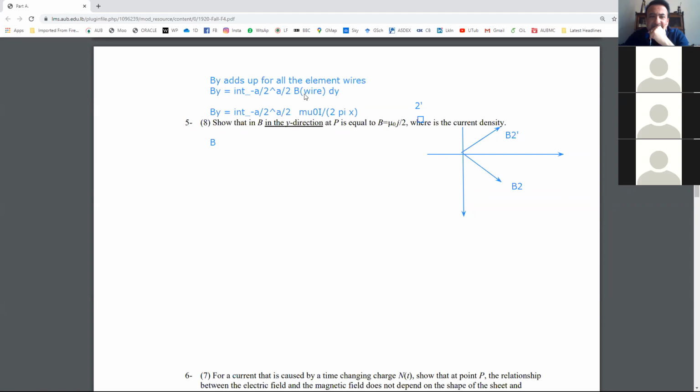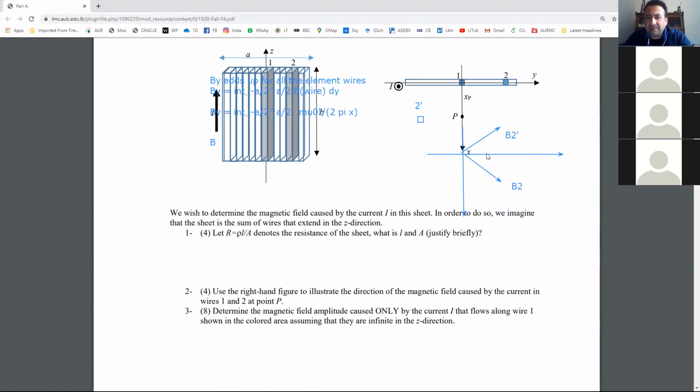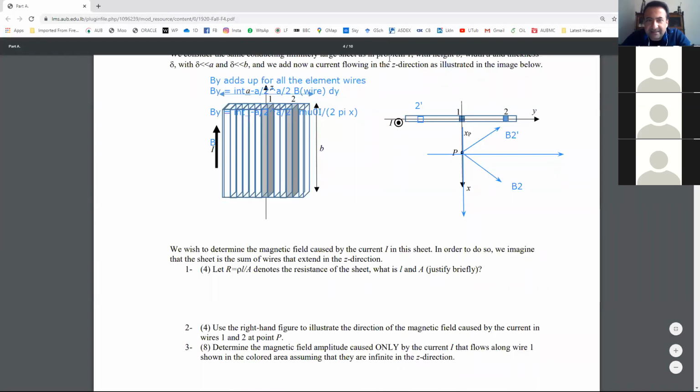The bottom idea is to replace this one by its value, and no, wait. Yes, wait. Your x, what's x? Okay, I understand what the issue is. What's x? Let me go back here, okay? This is the x. What's x? X is the distance between the source and the point of space where you're calculating it, okay? Consequently, your x is this distance here.